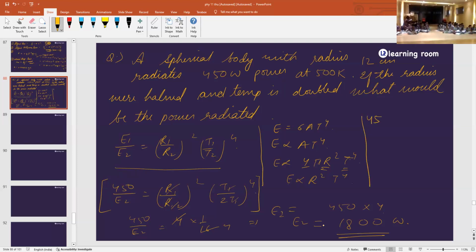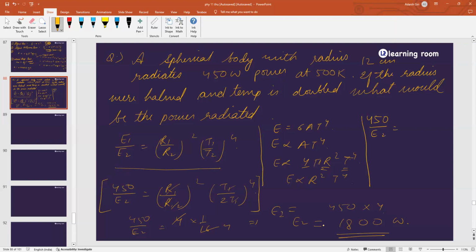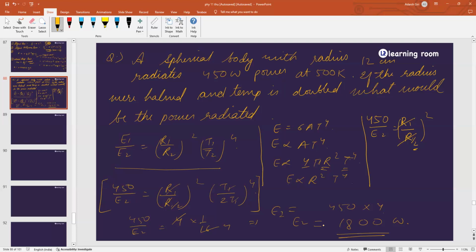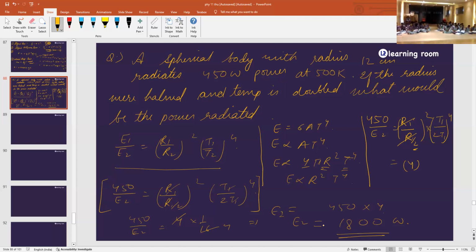See, I'm doing it again. 450 by E2 is R1 divided by R1 by 2, isn't it? That is to be squared. So this 2 will go up and this R1 cancelled. So this will be 4. And that is to be multiplied by T1, and the T2 is 2 times T1, that is to the power 4. T1 cancels. 1 by 2 to the power 4 is what? 1 by 16.